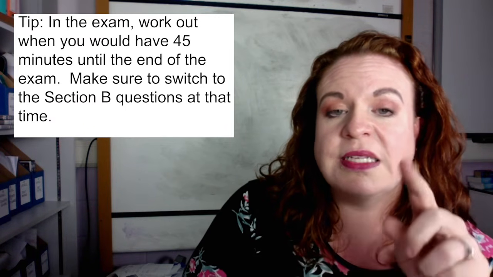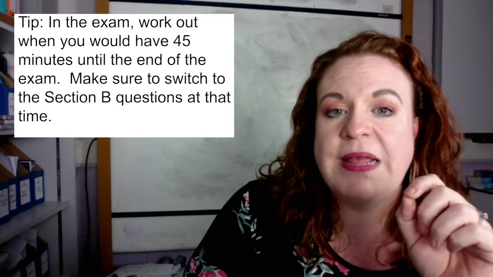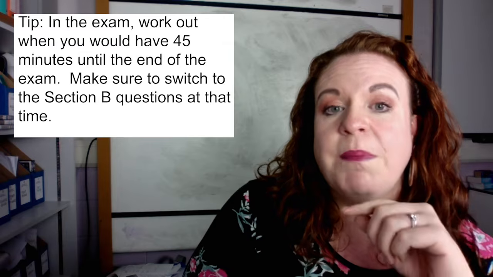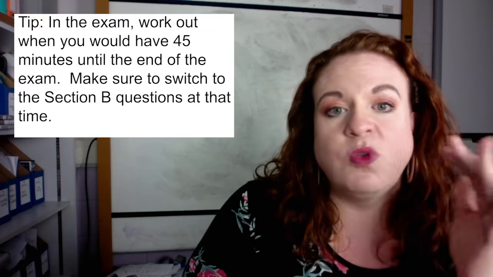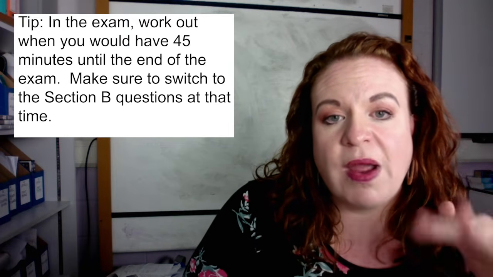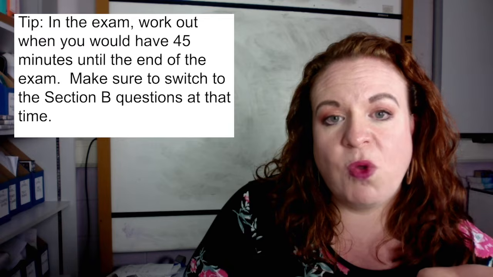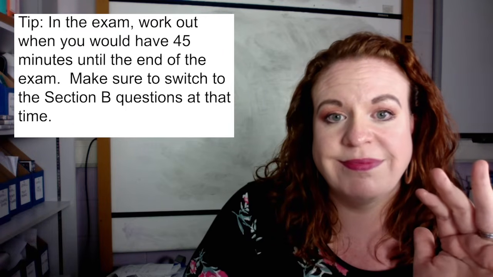If you don't change over to section B when you've got 45 minutes left and you overrun on section A, it is highly likely you will run out of time. All it takes is a minute here or a minute there, and you will inevitably end up missing like a 12-mark question on section B. And that will drop your grade down massively. So when you get in the exam, you look at the end time, work out 45 minutes before then, and know that that is the time you're going to swap to section B without fail.